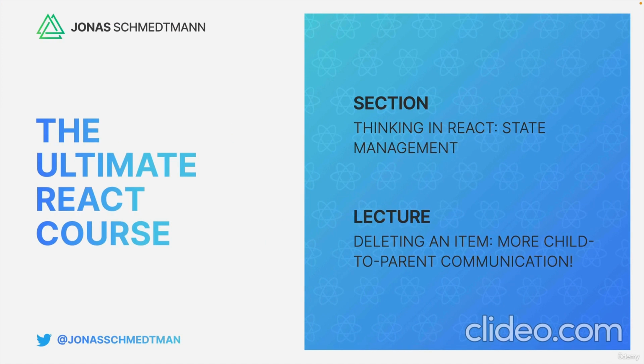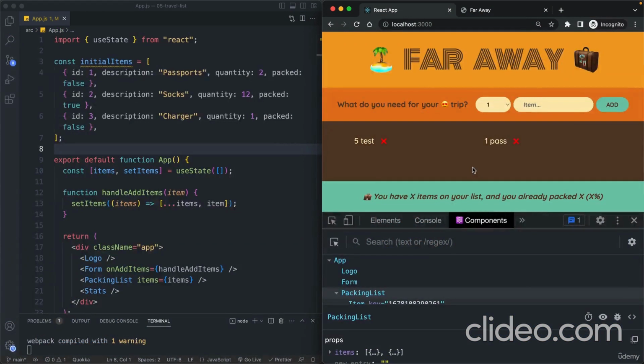So we just learned what child-to-parent communication means, and so let's now do some more of it in order to delete items from our list. So the idea here is that whenever we click on one of these crosses here next to an item, it will then delete the item from the state and therefore from the user interface.